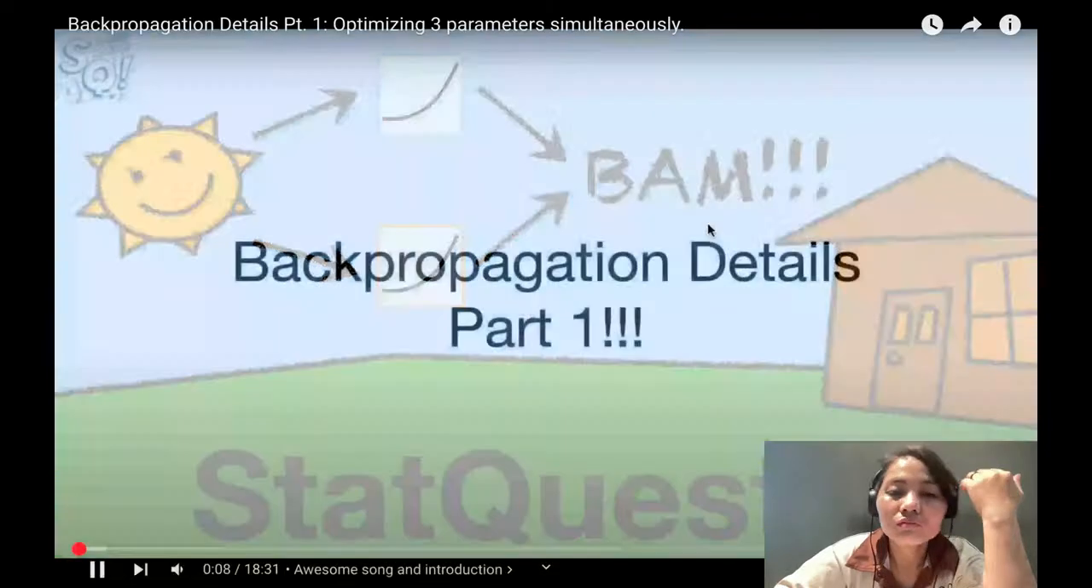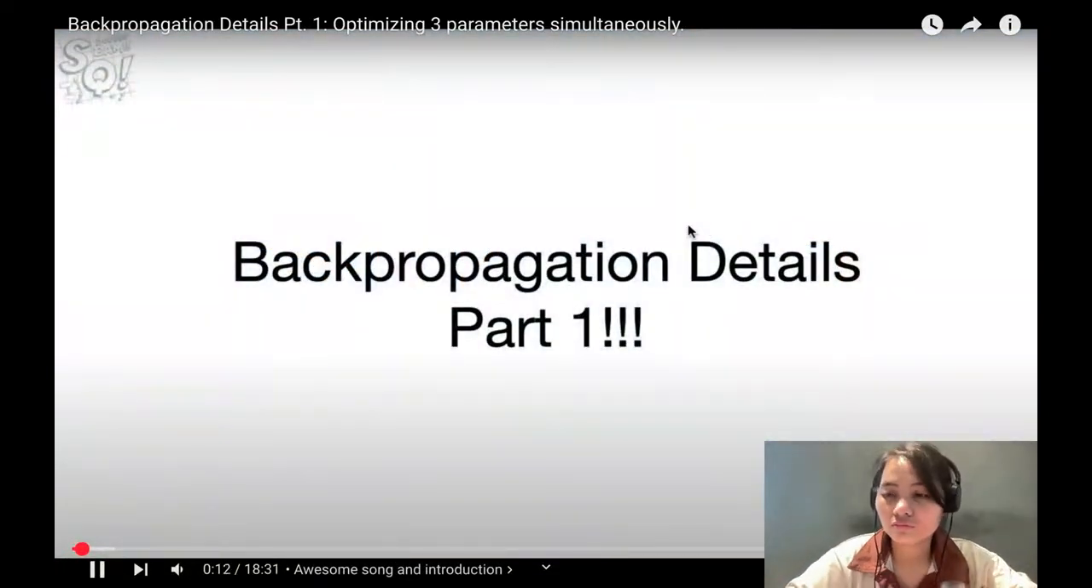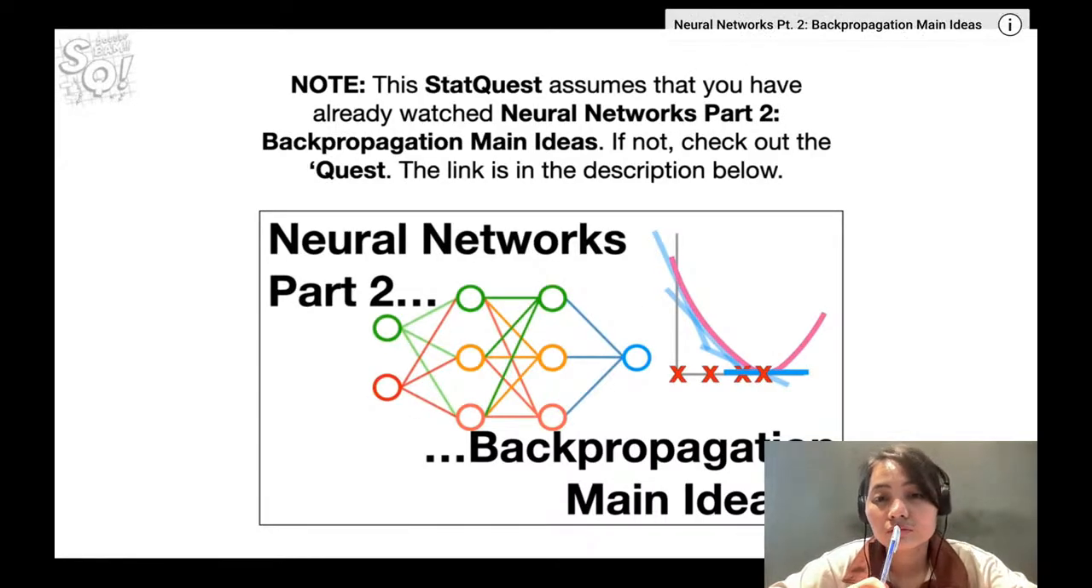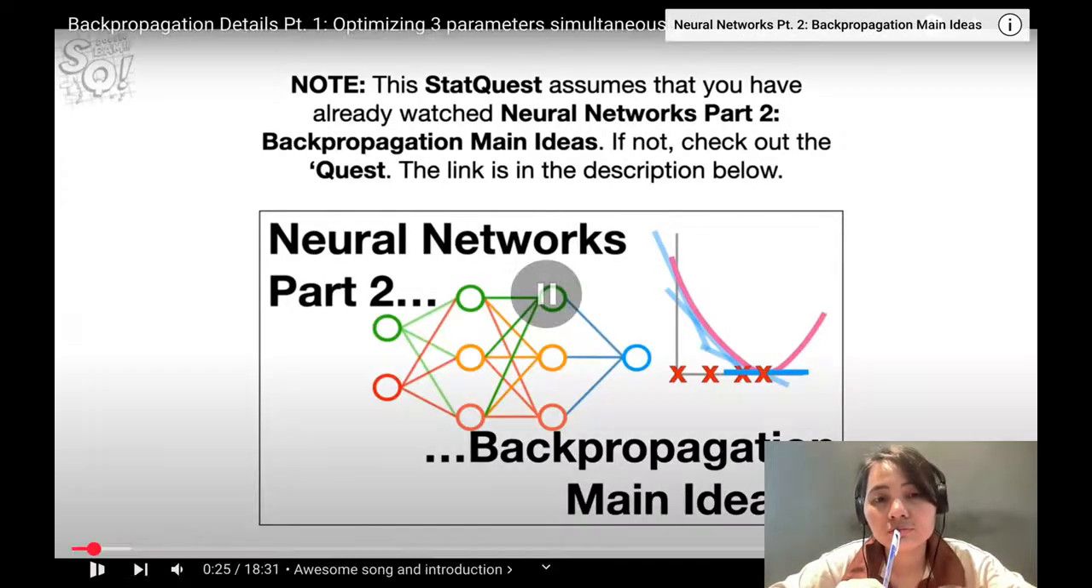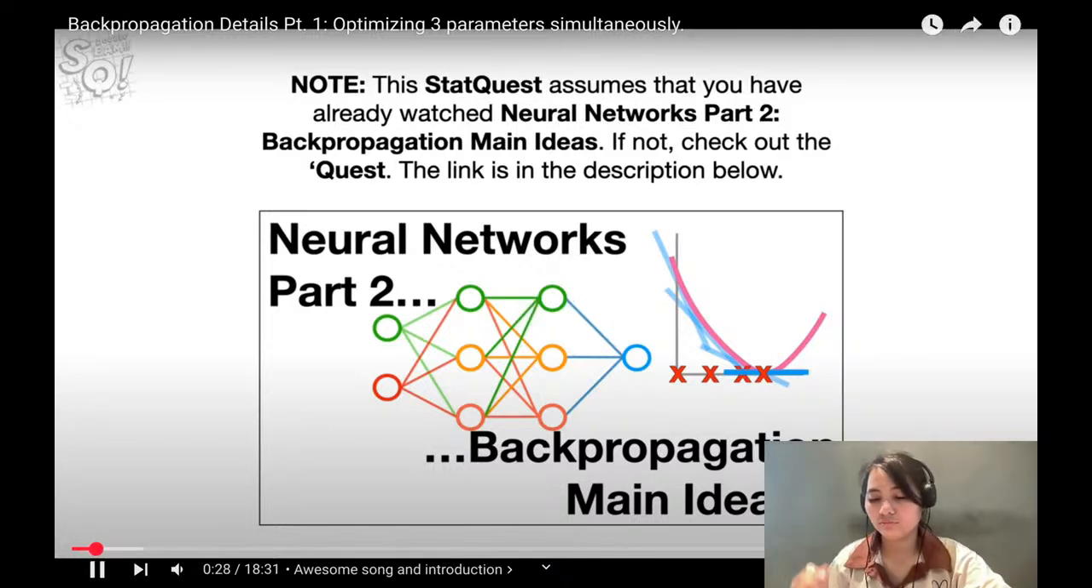Hello, I'm Josh Starmer and welcome to StatQuest. Today we're going to talk about backpropagation details, part 1. Note, this StatQuest assumes that you have already watched Neural Networks Part 2, Backpropagation Main Ideas. If not, check out the quest. The link is in the description below.